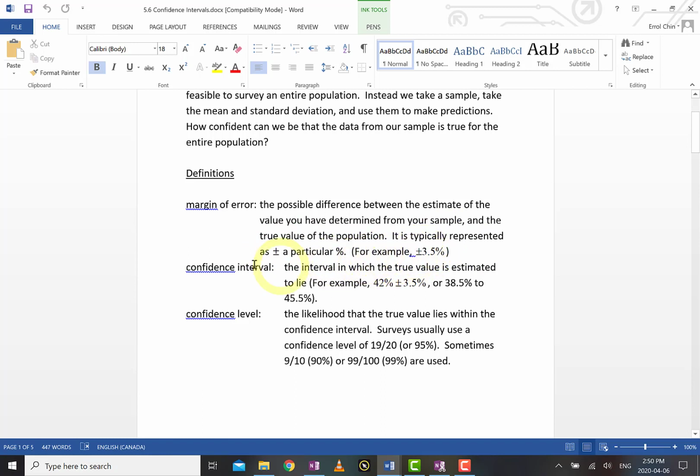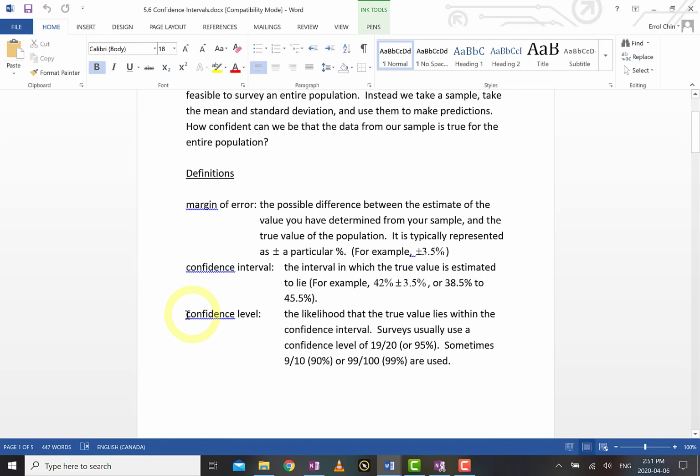Now, confidence interval. A confidence interval is the interval in which the true value is estimated to lie. For example, let's say 42% of the population like the color blue, but we have a margin of error of plus or minus 3.5%. So the confidence interval is, instead of 42% liking the color blue, we could be as low as 38.5% liking blue to as high as 45.5% liking the color blue.